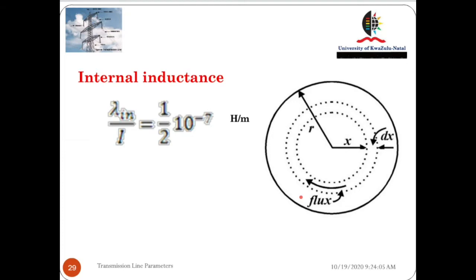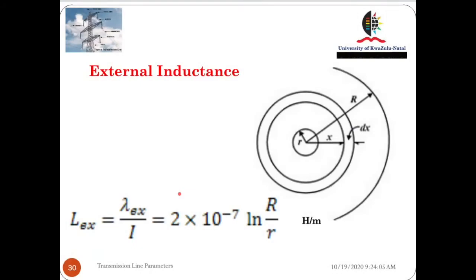So it's independent actually of the conductor dimension. It doesn't matter how much is the radius of the conductor or how long the conductor is. So it's independent of the conductor dimension if the current distribution is uniform across the cross-sectional area of the conductor. Internal inductance will always be 10 to the power minus 7 over 2 Henry per meter. So that's how we calculate the internal inductance.